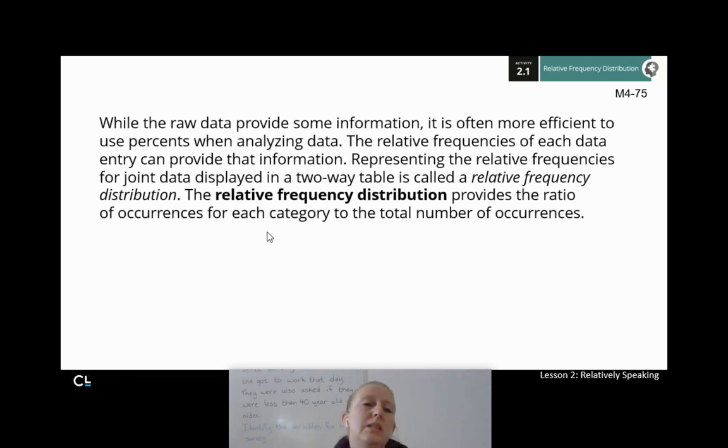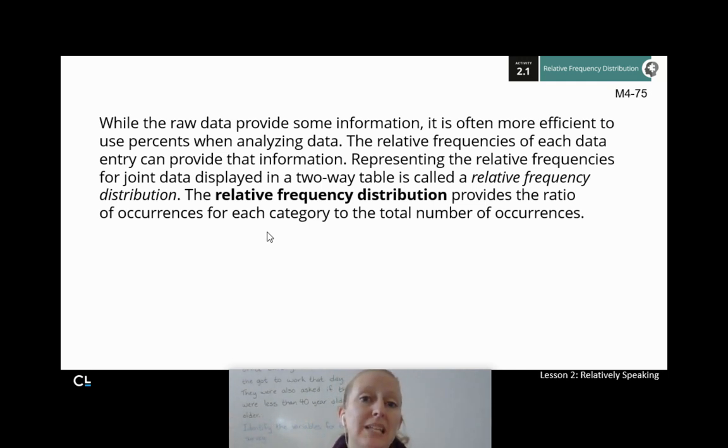So we did this before. We had a table like this last time, right? While the raw data provides some information, it's often more efficient to use percents when you're analyzing the data, right? We're trying to compare the different groups. This is called a relative frequency. So the relative frequencies of each data entry can provide that information. Like what percent of people said that, and then you can compare that percent to other groups. So we're relating the frequencies to each other.